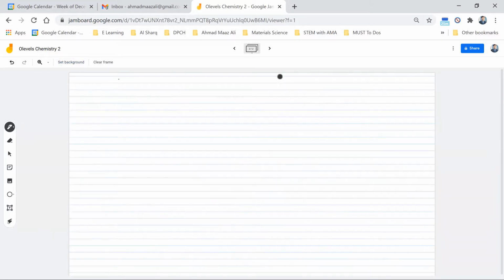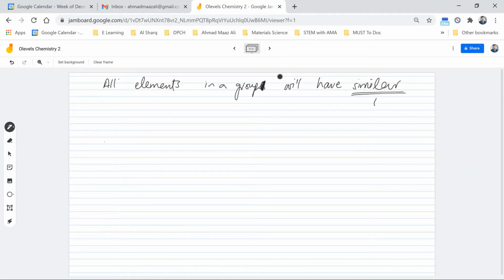All elements in a group will have similar chemical properties. I'm using the word similar, not same. And why is that so? I'll tell you in a minute. All right, I'm using the word similar because they are matching. They're not exactly the same, but they all match. All elements in a group will have similar chemical properties.